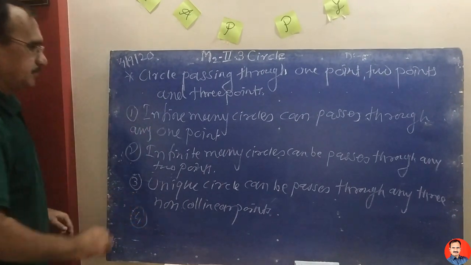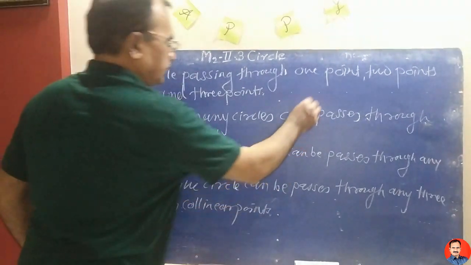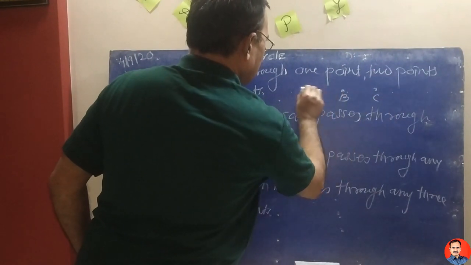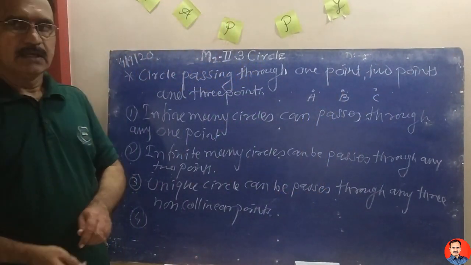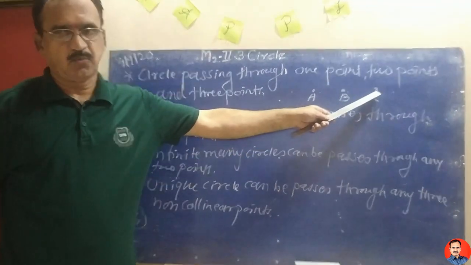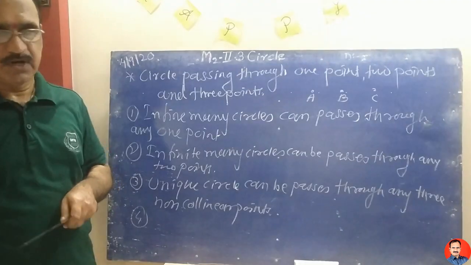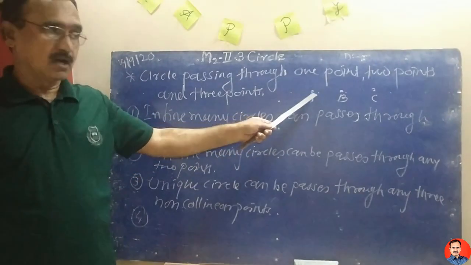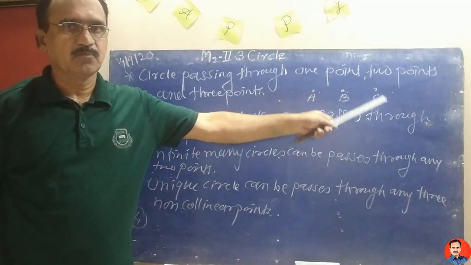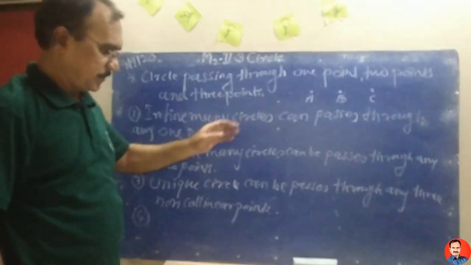Then the fourth option, if the points are collinear: point A, point B and point C. Can you draw a circle passing through all these three collinear points? Try to draw the circle. A circle passing through points A, B and C, three collinear points. No, it cannot be. We cannot draw the circle.